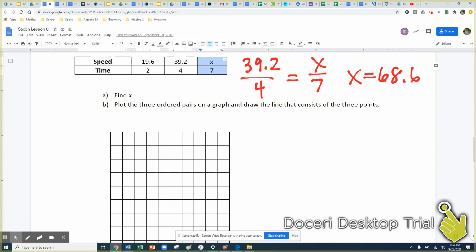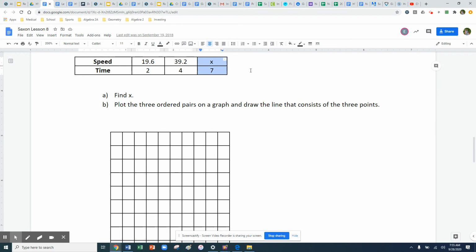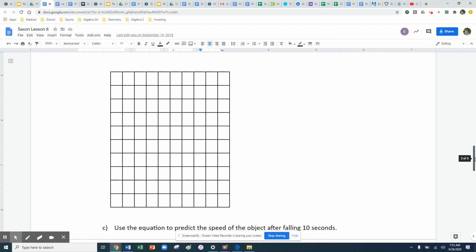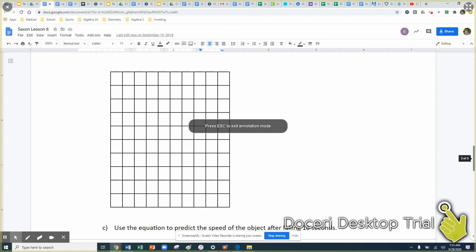Part B, we're going to plot the 3 ordered pairs on a graph and then draw a line that consists of those 3 points. So we're just going to want to make sure for x, we know that x is now 68.6. So that's going to be our next data point. I'm going to head back to the graph. I'm now using 68.6. And since I don't have enough to count up to 68 over on this side, my scale I'm going to make is 10. And then this side, the time, I'm still going to use 1, 2, 3, 4, 5, all the way over.